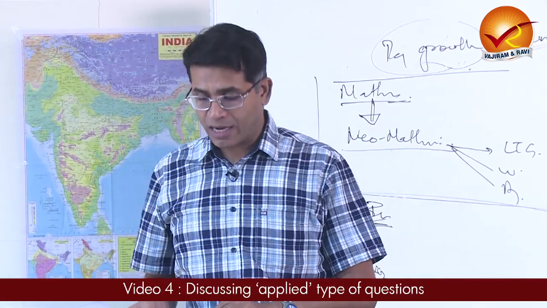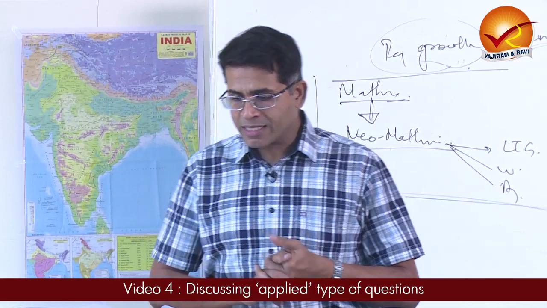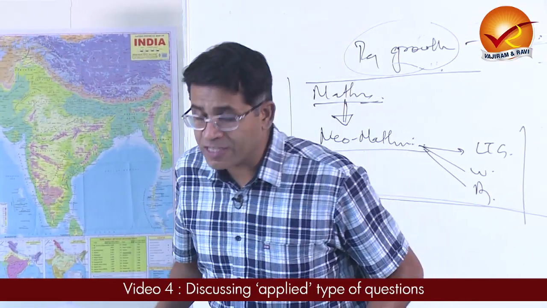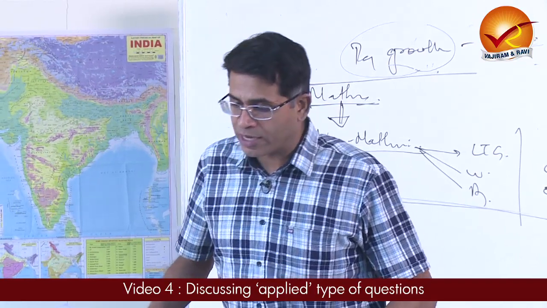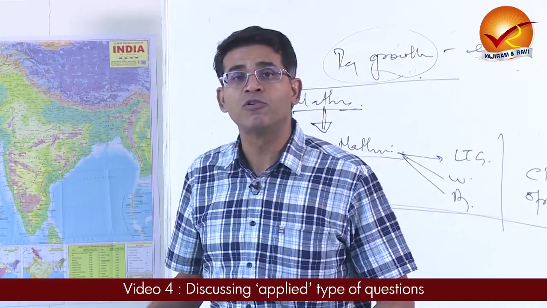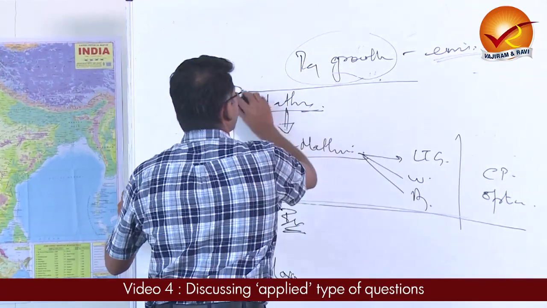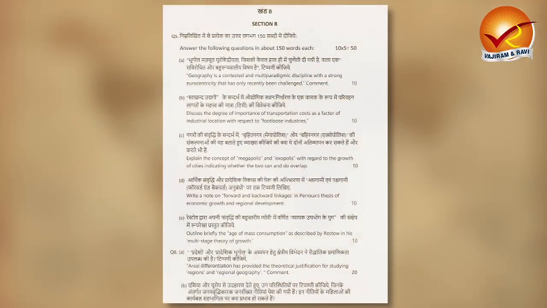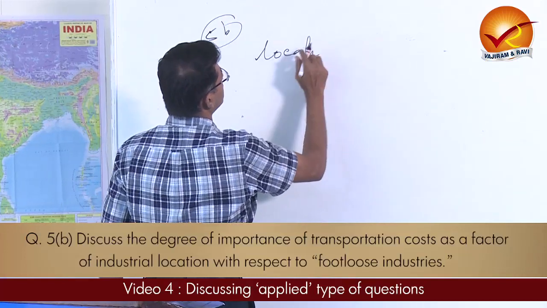So the third question I can discuss is from section B. Discuss the degree of importance of transportation costs as a factor of industrial location with respect to footloose industries. So the question is asking you, how important is transportation when we are discussing the localization of footloose industries? That's question number 5B.